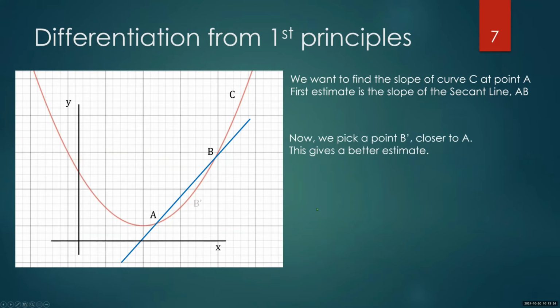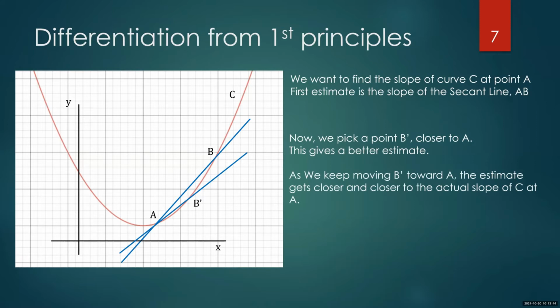Now the next step is to pick a point B dash, which is closer to A. You can see our new blue line here. This gives a better estimate of the slope. You can see that the new blue line has a different slope to our original one, and that slope is closer to what the slope is at point A. And as we keep moving B dash towards A, the estimate gets closer and closer to the actual slope of C at A.